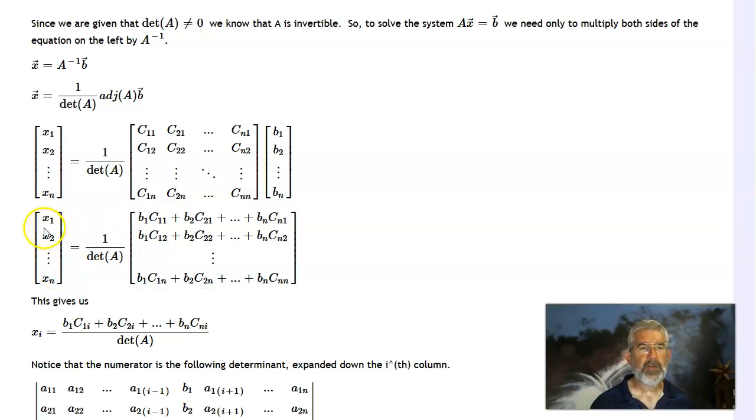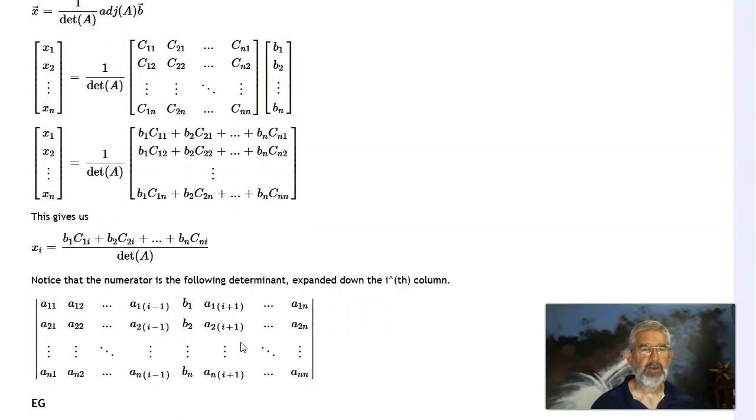So each of the xi's now, x1 is going to be this thing divided by det A, x2 is going to be this second thing divided by det A, all the way down to xn being the nth entry there divided by determinant of A. So if I grab the ith one here, xi is this. Now what I want to point out is that that numerator looks an awful lot like a determinant. It's a number times a cofactor plus another number times a cofactor and so on. And in fact, it is a determinant of this matrix. It's this determinant right here.